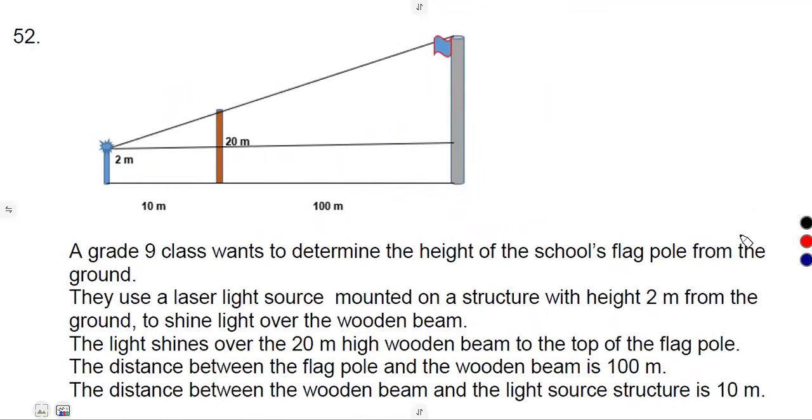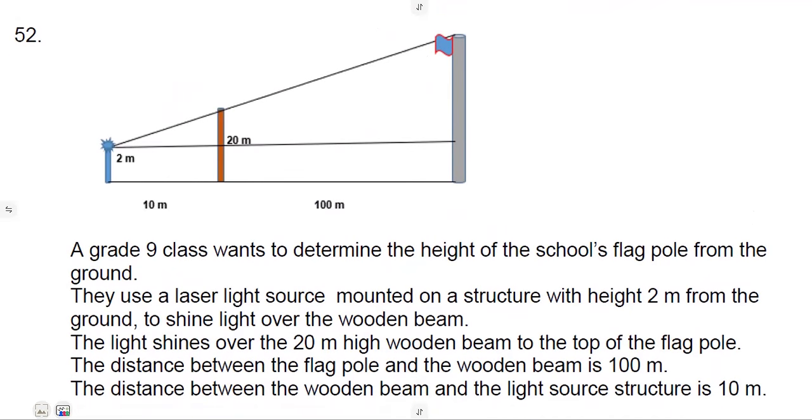Number 52, they gave us this diagram. A grade 9 class wants to determine the height of the school's flag. So the flag here, this is the height from the ground. They use a laser light source mounted on a structure with 2 meters height from the ground. So the laser here has a height of 2 meters. So this is also 2 meters here. This is also 2 meters here.